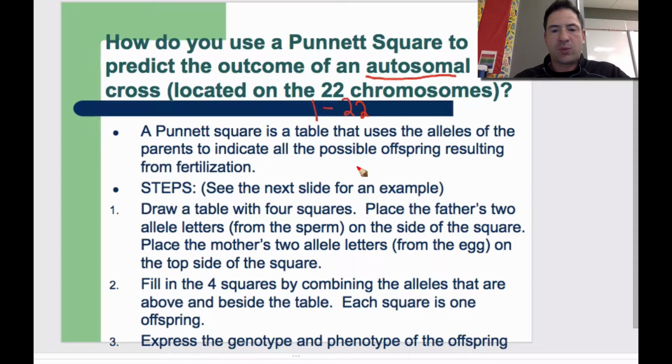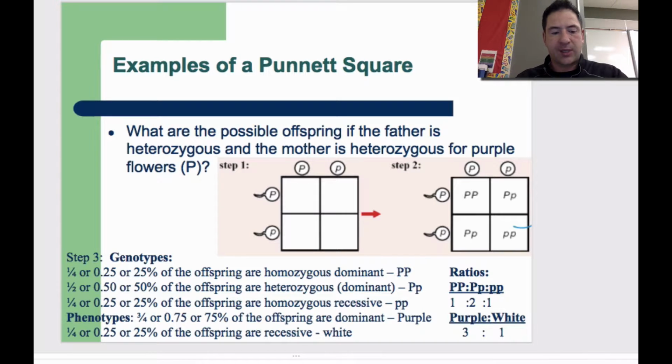Okay? So when we create a Punnett square, these steps are here if you want to pause the video, but I'm going to move forward to the next slide and show you those steps as I discuss them here. Okay, so now we are going to draw a square as outlined like this. This is asking us to cross a heterozygous father, so the father is going to go over here on the side, and the mother will go here on the top.